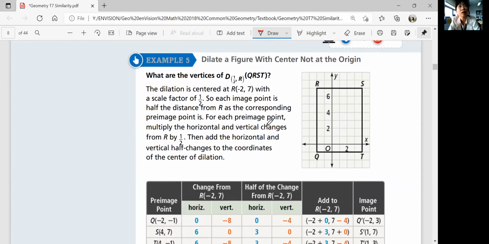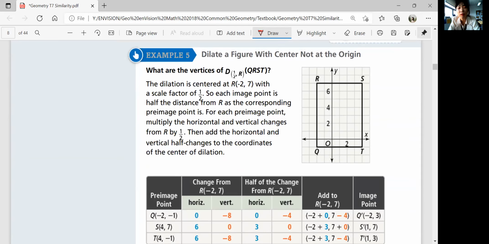All right. I think this is the last example. Let's look at example 5, dilating a figure with center not at the origin. So what if they specify a center and it's not at the origin? What are the vertices of dilation of the scale factor 1/2 around the center of dilation R, QRST. So you're going to dilate this in the center of the point R.